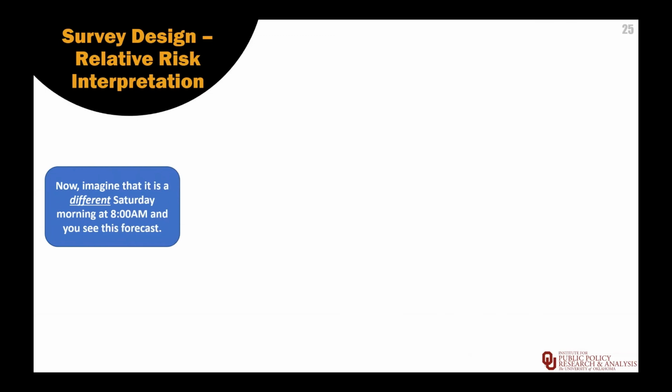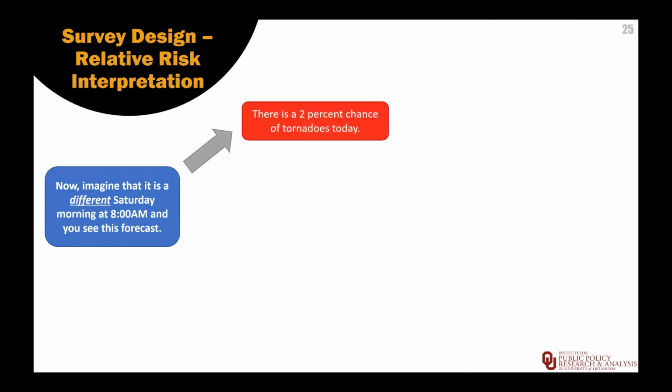So to answer those questions that we just asked, we need to put some questions into the survey. And the first one that we put in the 2021 survey, we asked participants to imagine it's a Saturday morning at 8 a.m. and you get this forecast. It's a different morning because there are a lot of questions in these surveys. But what we do from there is, after telling people that it's a Saturday morning, we split them into one of 6 groups. The first group sees that there's a 2% chance of tornadoes today.